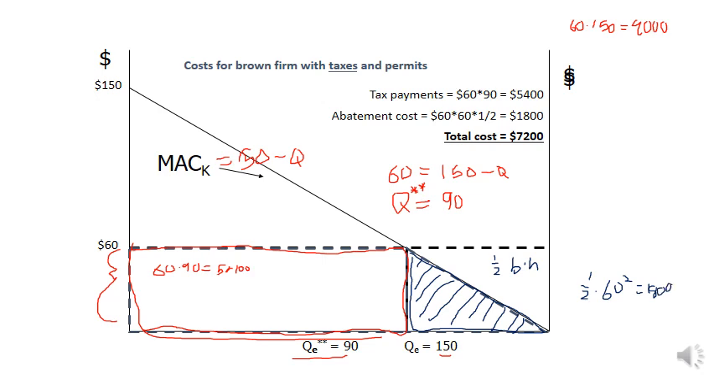So previously they were emitting 150 units of pollution. If they were taxed on all 150 units, it would cost this firm $9,000. Since they make an optimal decision in relation to that tax, they abate 60 units of pollution, costing them $1,800 and paying $5,400 on the remaining tax, costing this firm, the brown firm, $7,200 total. I'm going to clean up this slide, and you should take a minute to redo those calculations on your own.